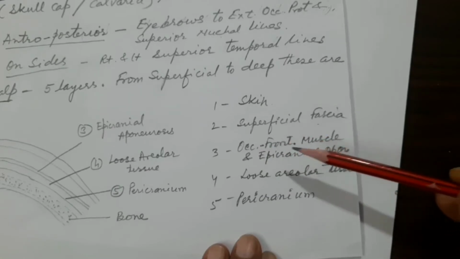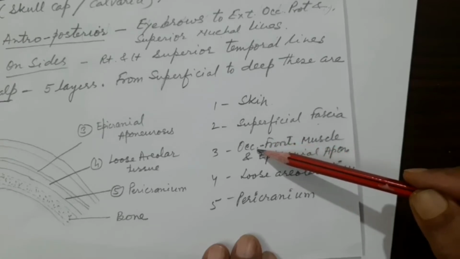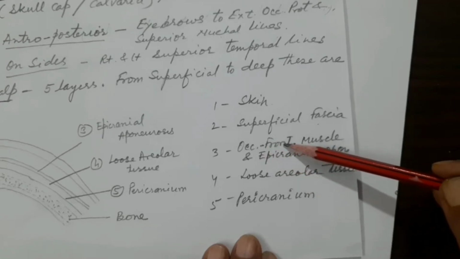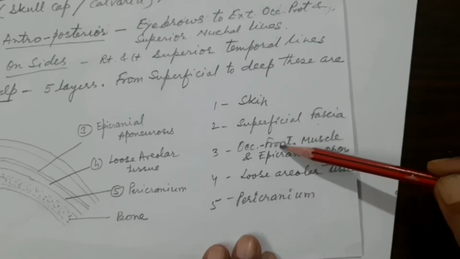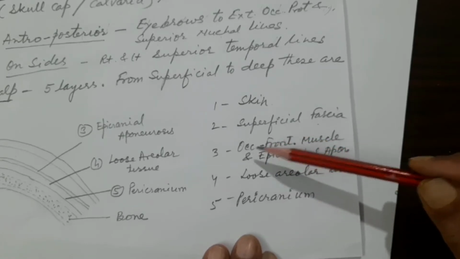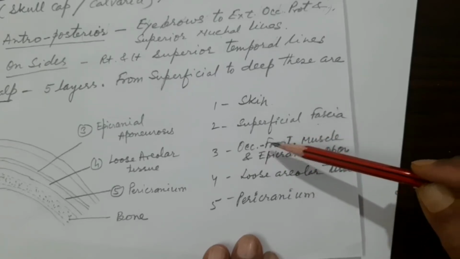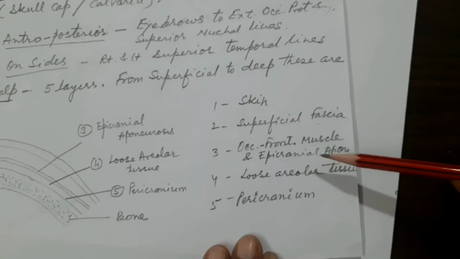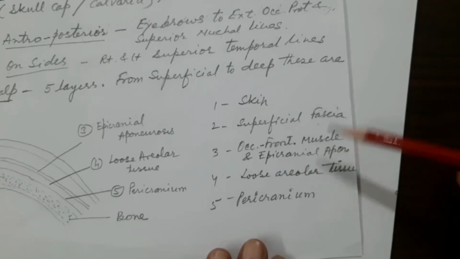It is the occipitofrontalis muscle. It has 2 bellies. One is the occipital belly, which is located posteriorly. Another is the frontal belly, which is located anteriorly towards the eyebrows. In between the 2 bellies there is a common tendon, which is in the form of an aponeurosis.